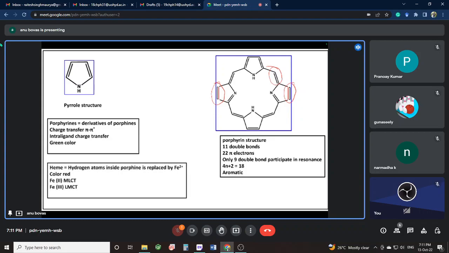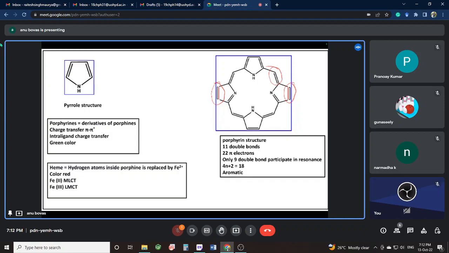Okay. So in the porphyrin system, we can see 2 hydrogen atoms. If these hydrogen atoms are replaced with iron, then we will get heme. In chlorophyll, this is just replaced with Mg, magnesium. So if they are asking about chlorophyll, it is magnesium; in heme, hemoglobin, myoglobin, etc., it is replaced with iron. And when it is replaced with iron, the color becomes red.